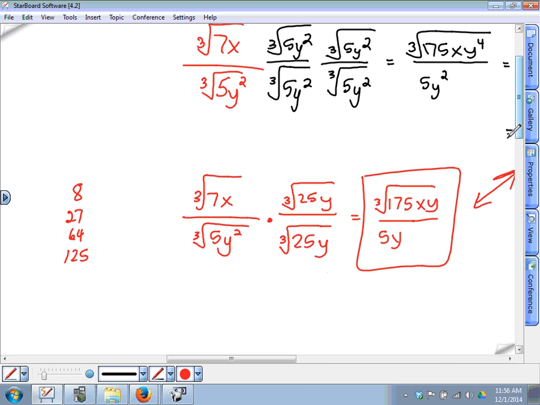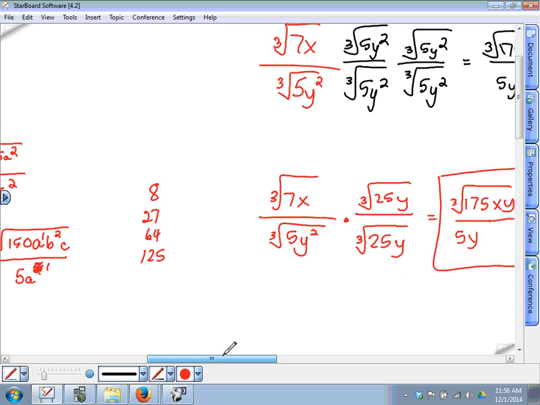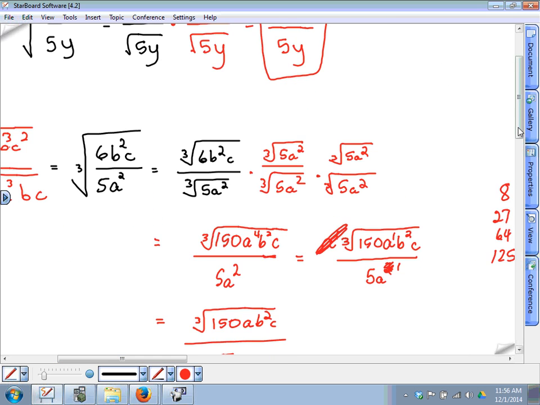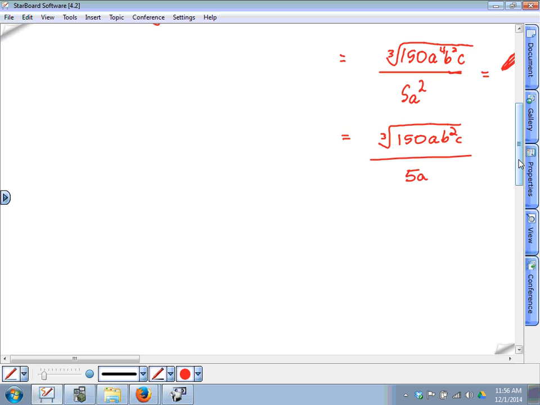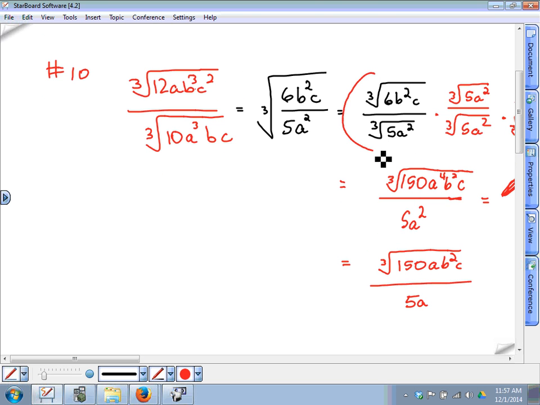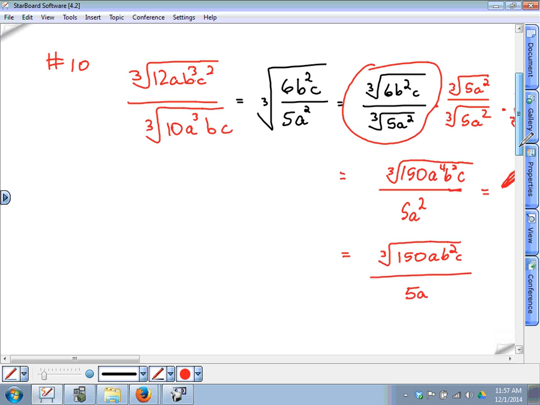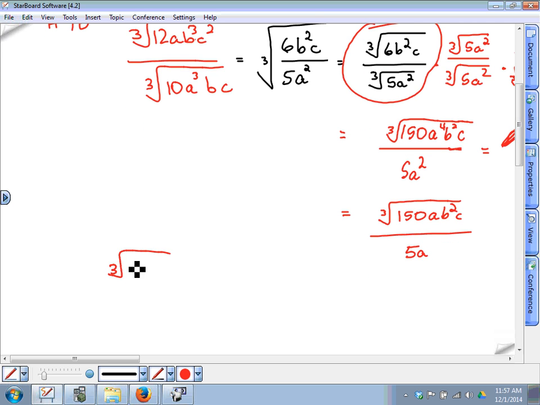So if we go back, sorry, one more. If we took this right here before we multiplied it by 3 different cube roots. So we have the cube root of 6b squared c over the cube root of 5a squared. We're just redoing this problem one more time to show you a quicker way. Originally we just multiplied it by 2 more cube roots of 5a squared. That works, but it is a little bit of a longer way.